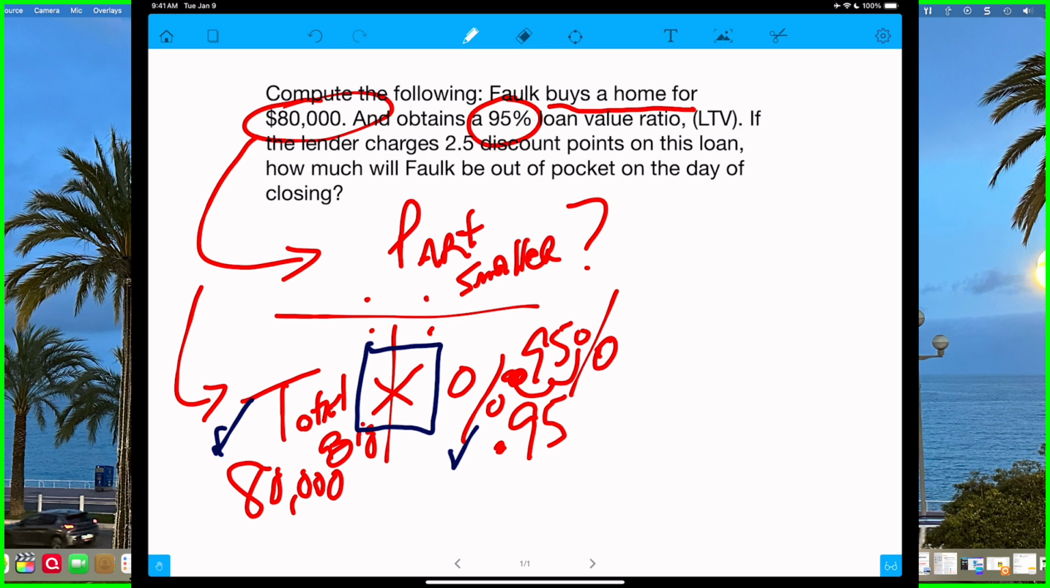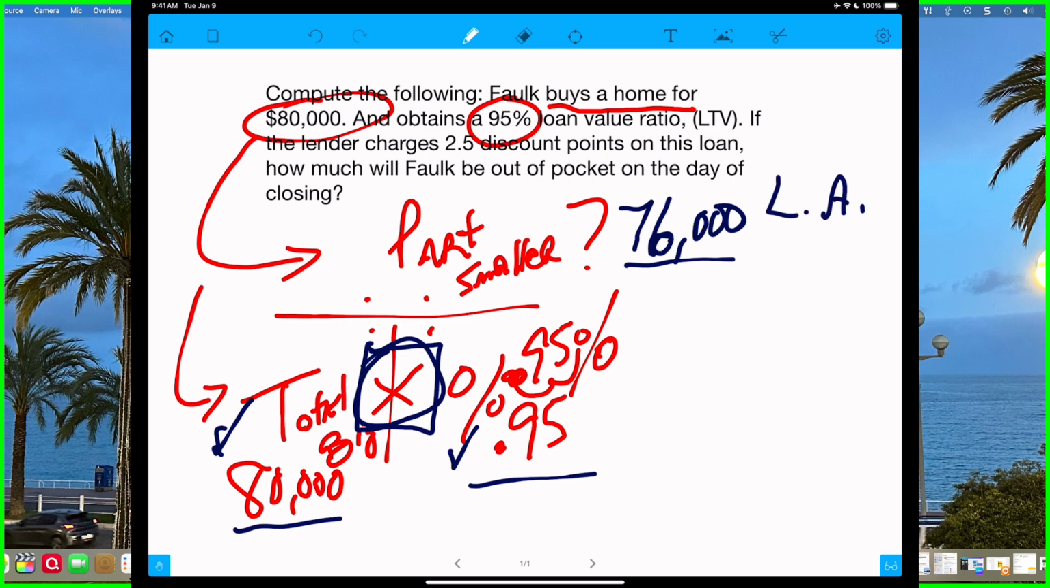So to find the loan amount, you just take 80,000, multiply it, because that's what our math tells us to do, times 0.95. So when I take 80,000 and I multiply that times 0.95, I get $76,000, which is the loan amount.